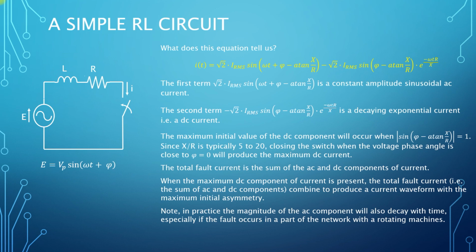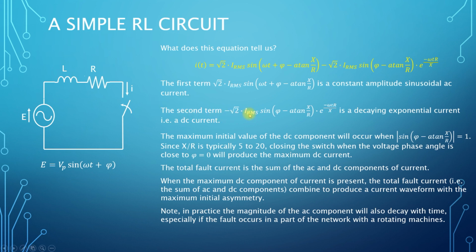So what does this equation tell us? Well, we can see that the first term is a constant amplitude sinusoidal current. You can see we have sine omega t plus a phase angle multiplied by a constant magnitude. I_RMS is the steady state RMS current once all the transient effects have decayed.